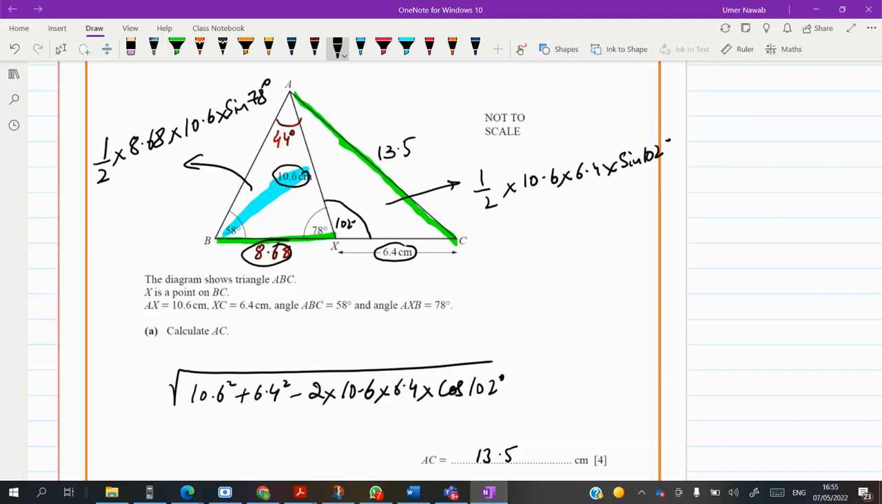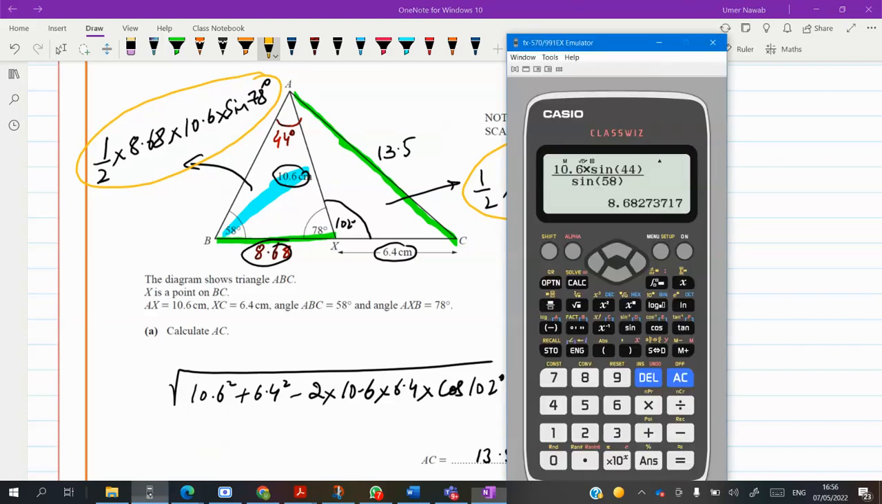I tried to find a single formula, but unfortunately, I couldn't find it. Otherwise, I will have to find this angle by using the sine rule in one of the triangles. So it's better to split this triangle into two triangles and then find this area. So these two areas will be added together to get you the final answer.